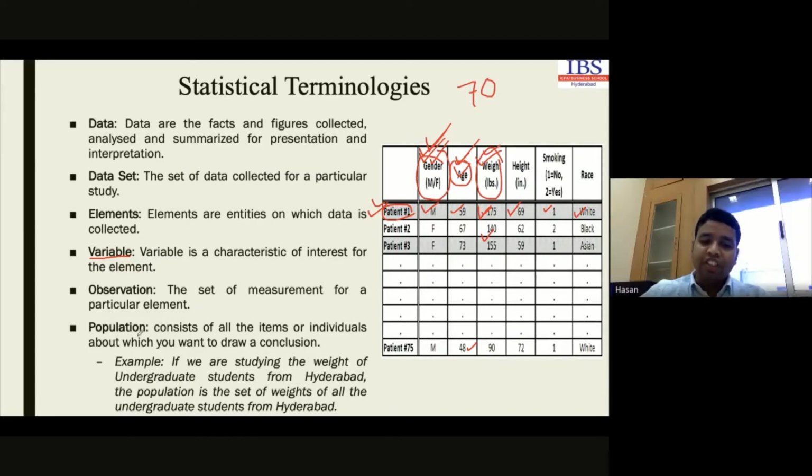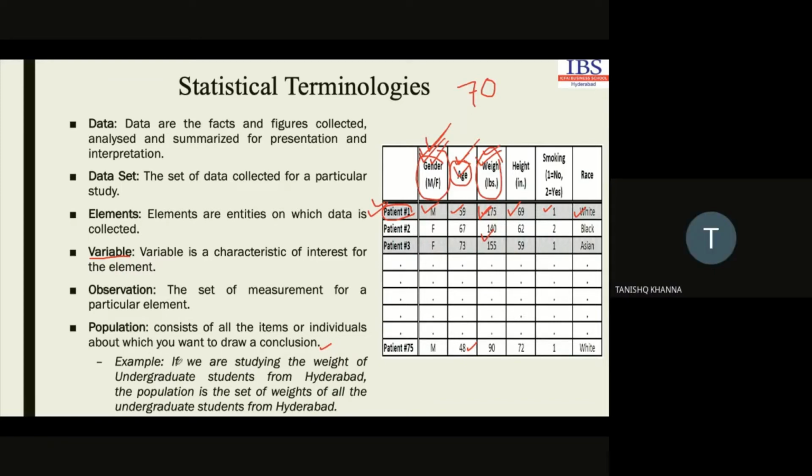Population consists of all of the items or individuals about which you want to draw conclusions. If we are going to draw conclusions about this particular BBA batch, then our population will be all the students of this BBA batch.